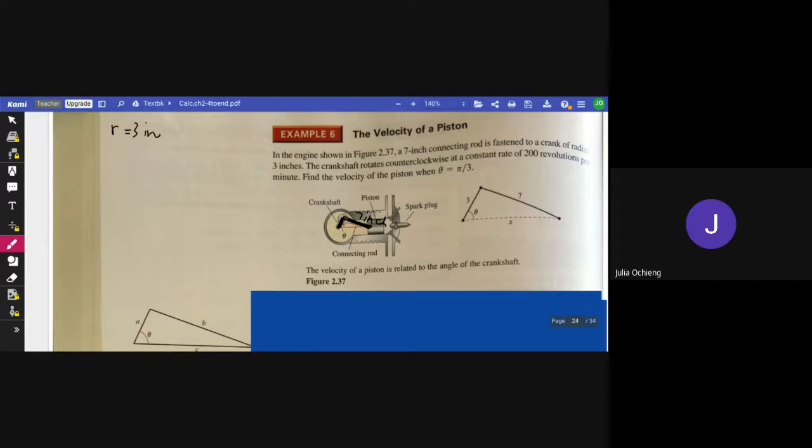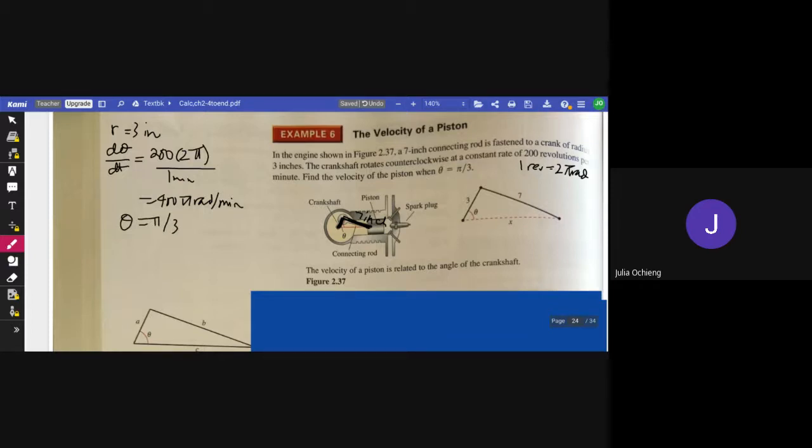We need to know a constant rate of 200 revolutions per minute. So that means d theta. Revolutions, remember, are measured in angles, or radians, excuse me. So this would be 200 times 2 pi, because 1 revolution is 2 pi radians. So times 2 pi radians over 1 minute. So that's going to be 400 pi radians per minute. Theta equals pi over 3, because they say so.